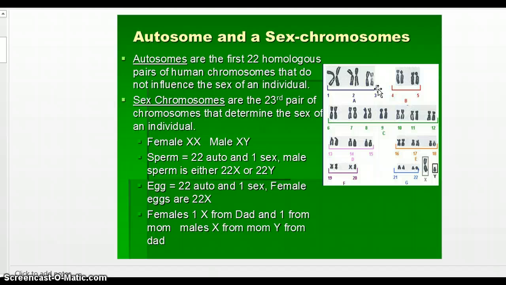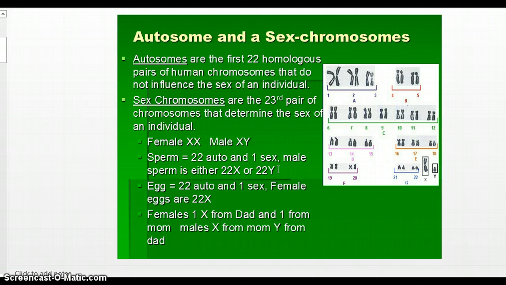If we're talking specifically sperm, now remember the making of the sperm and the egg is the process of meiosis, and everything gets split in half. You only have half of everything. So in a sperm, you don't have 44 autosomal chromosomes and 2 sex chromosomes. You only have 22 autosomal chromosomes and 1 sex chromosome. So the male sperm is either 22X or 22Y.